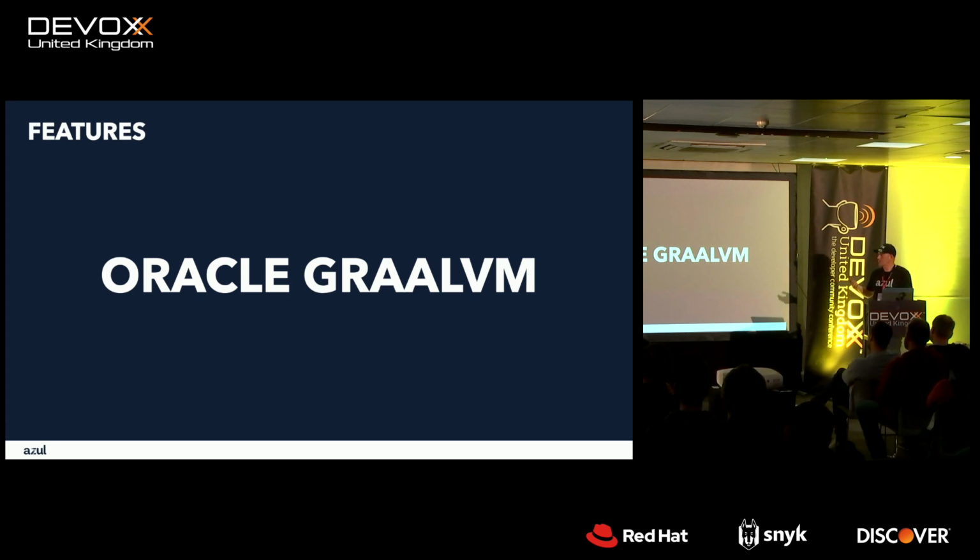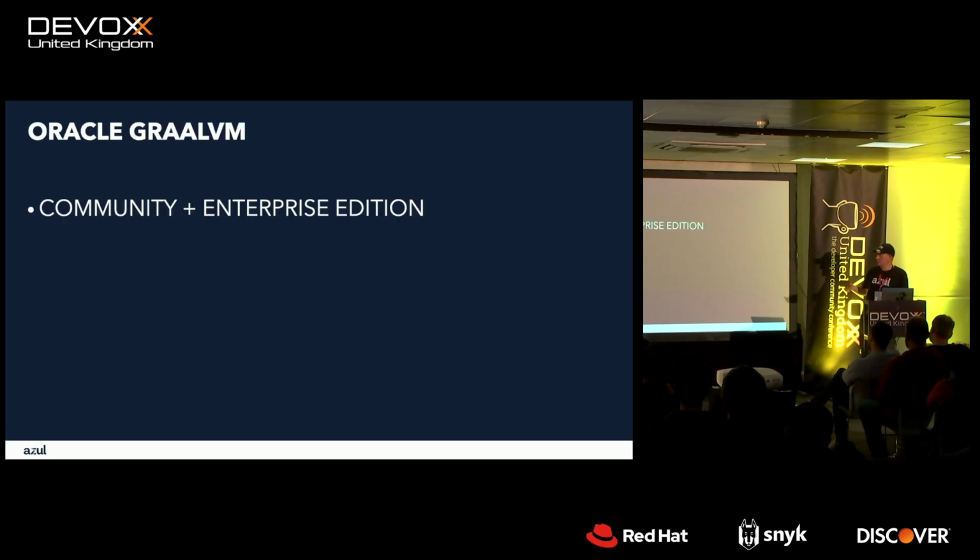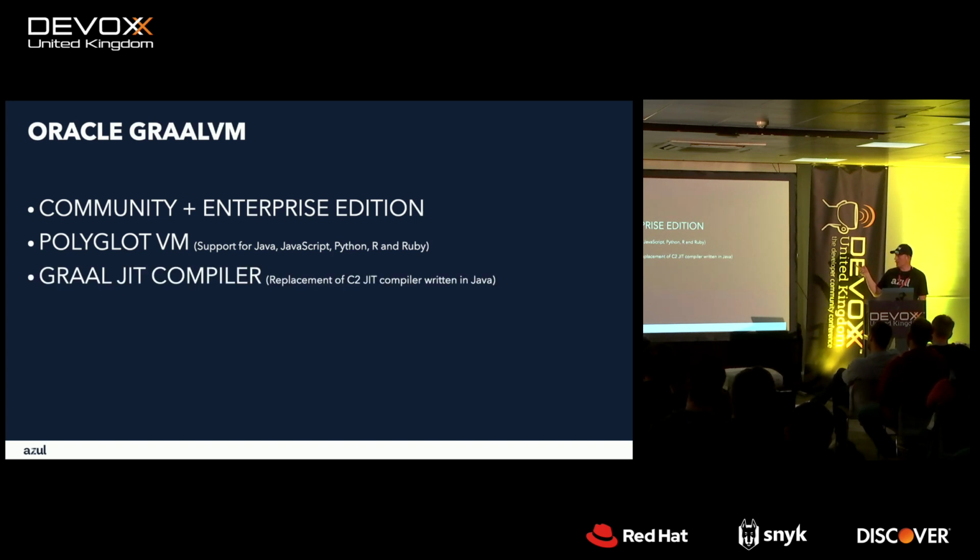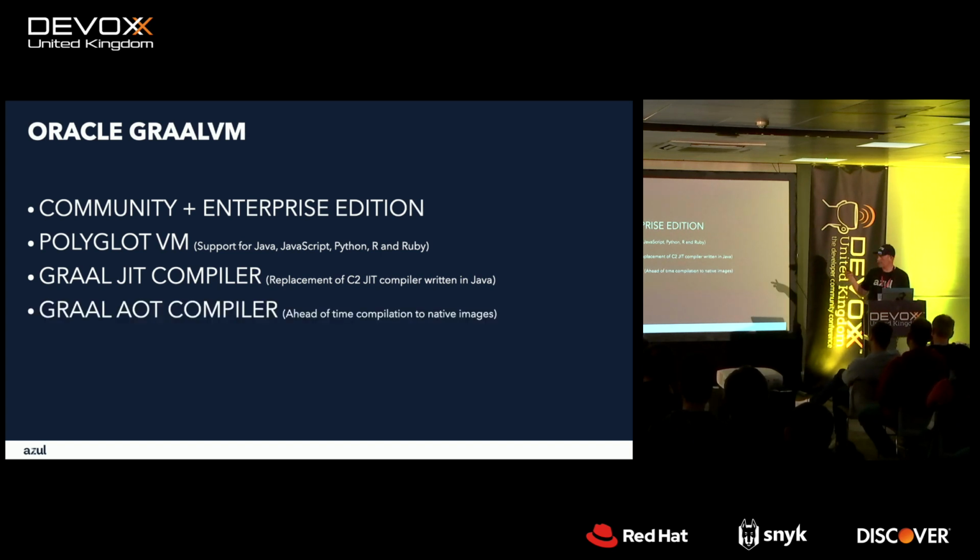Then we have Oracle GraalVM, which is, of course, a little bit special because it has a community and enterprise edition. It has a polyglot VM, can run Java, JavaScript, Python, R, and Ruby. And it has a Graal JIT compiler, which is this replacement for the C2 compiler, written in Java. And they have a Graal AOT compiler.